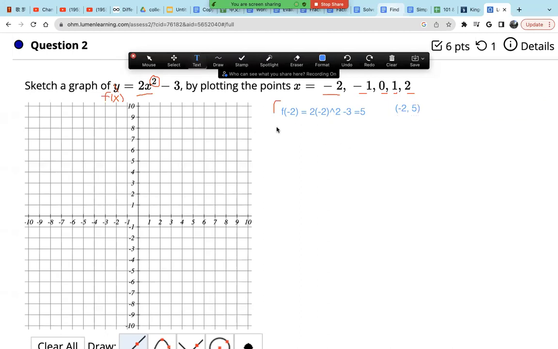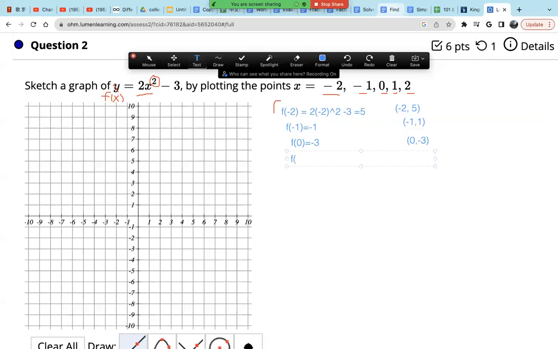Same thing for x value to be -1. So this is f of -1. Plug in, -1 squared is 1. 1 times 2 is 2. 2 minus 3 is -1. So we get another point. The x value is -1, the y value is -1. Then find the next value, f of 0. 0 squared is 0. 2 times 0 is 0, then -3. So we get another point. The x value is 0, the y value is -3.